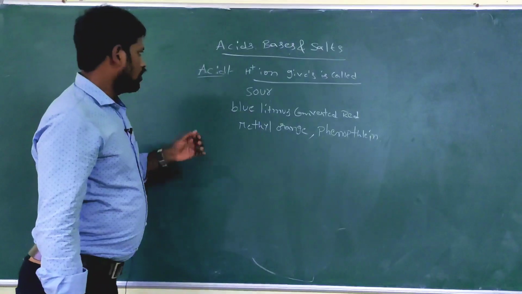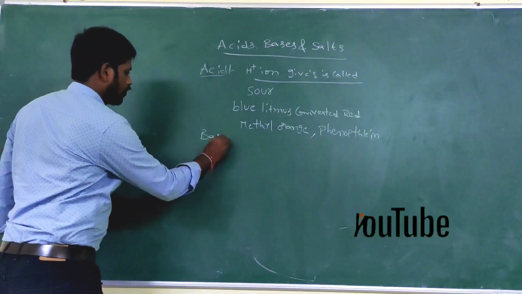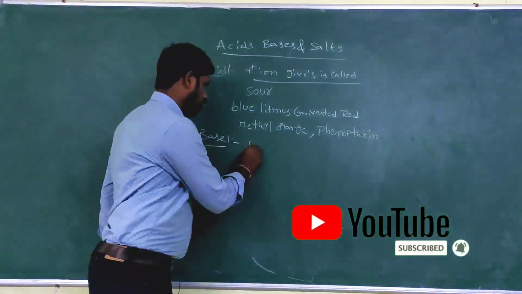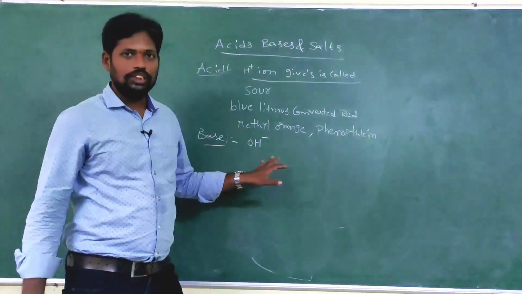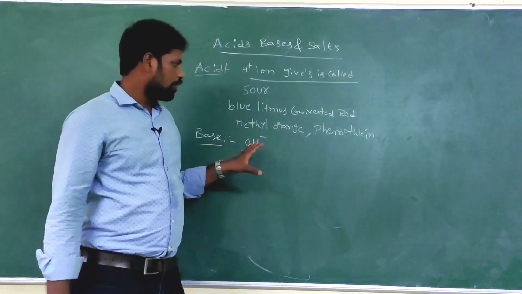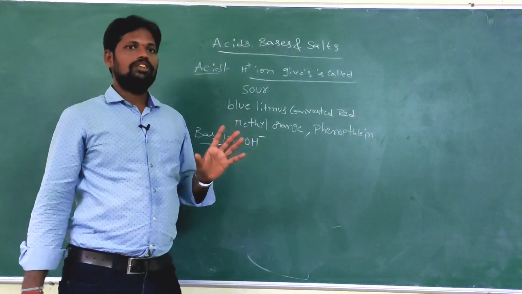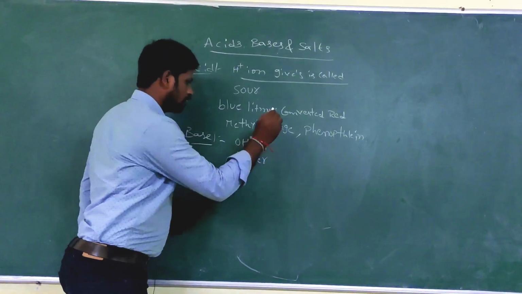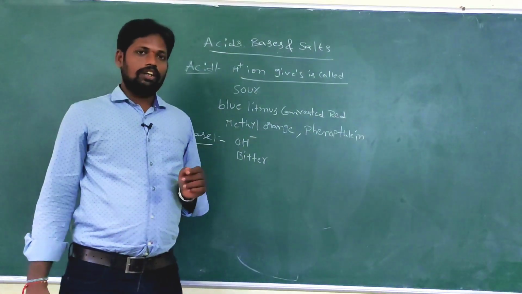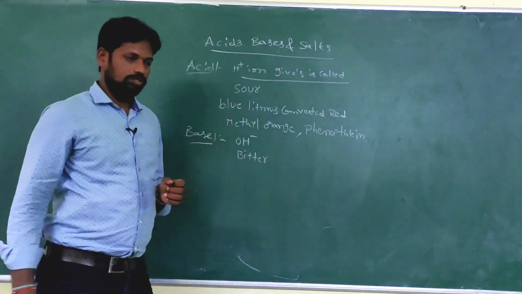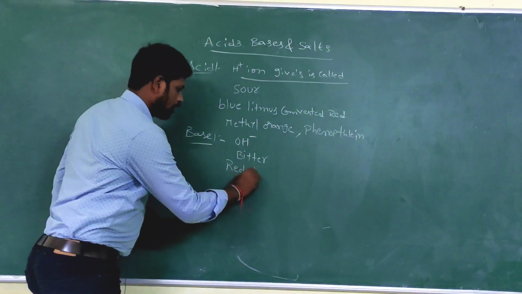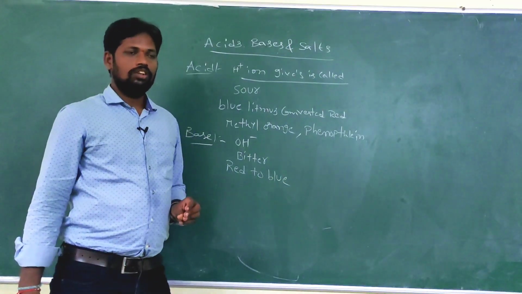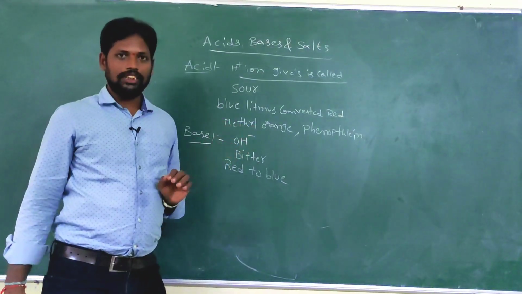Okay, next, the base. The substance which gives OH minus ions is called a base. And in bases, which taste is present? Bitter taste. Bases always have a bitter taste. And for litmus paper, red litmus paper converts into blue. These are the main basics of acids and bases.